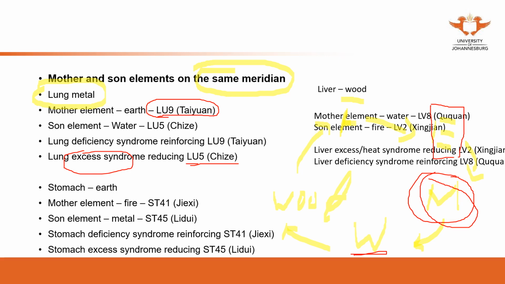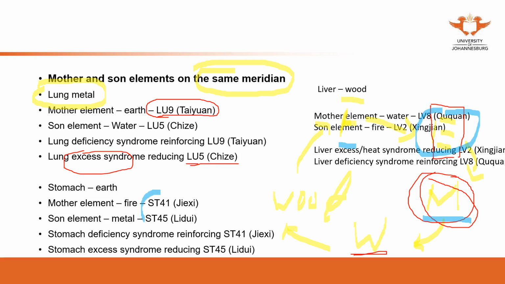The second example, the stomach. The patient suffers from a stomach problem. The stomach is the earth. Now I'm going to focus on either the fire or the metal. The mother element, the fire, is stomach 41. The son element, the metal, is stomach 45.